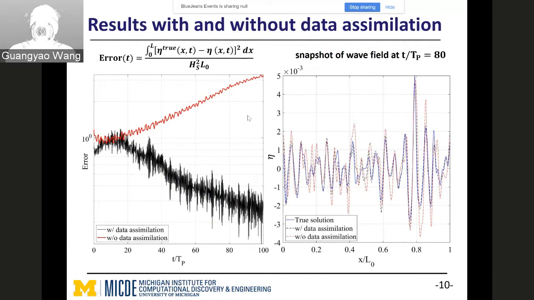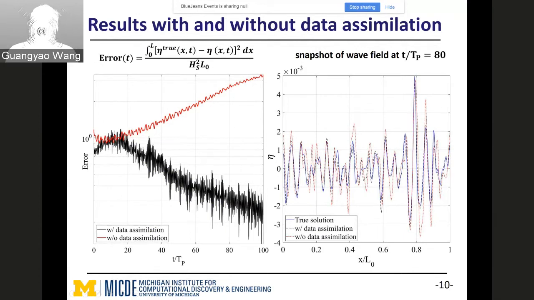Then let's look at the figure on the left side. The figure shows the comparison of errors obtained with and without data assimilation. If we do not do the data assimilation, which is shown as the red curve, the error induced by the initial noise will keep increasing. However, if we turn on the data assimilation, which is shown as the black curve, the global error will keep reducing as time goes on, although the error may experience high-frequency oscillations.